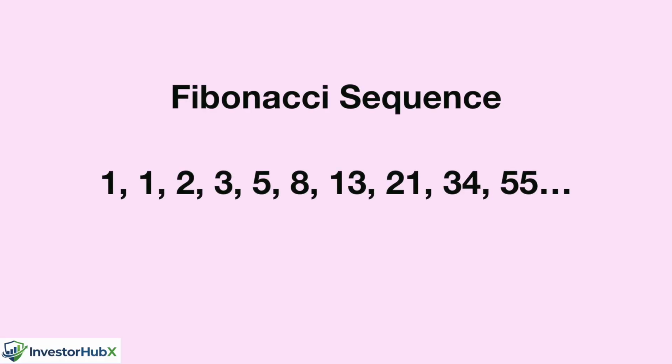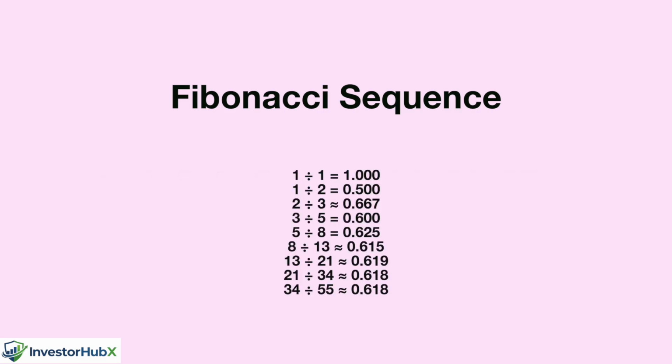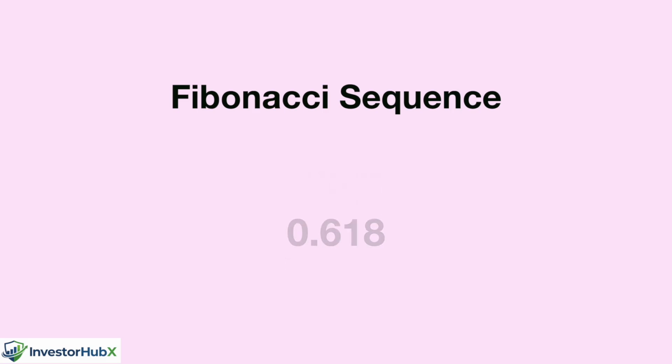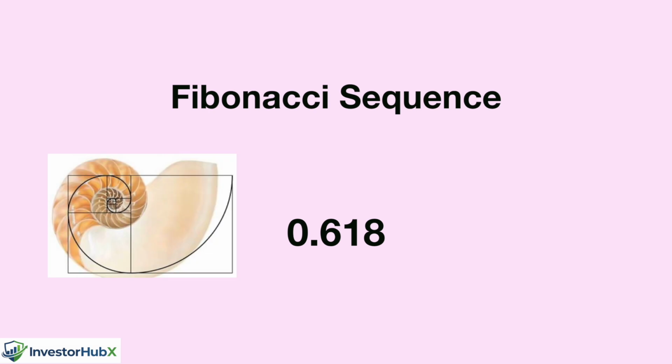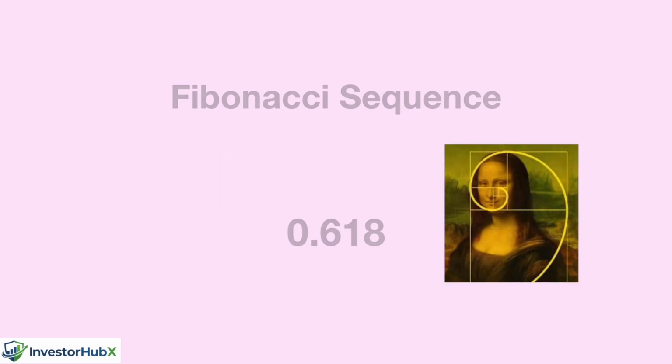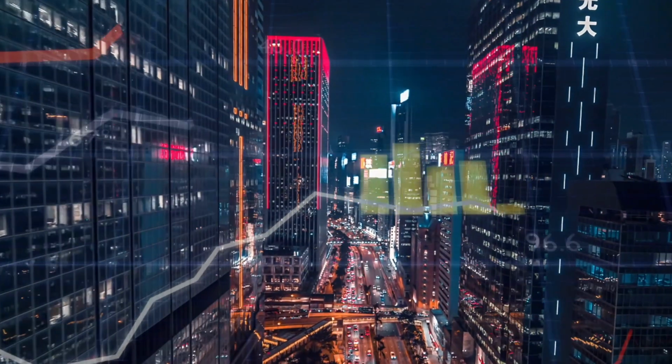The sequence itself is simple. Each number is just the sum of the two numbers before it. But here's where it gets interesting. When you divide a number by the number that follows it, you start to uncover something powerful. As the sequence continues, the ratio gets closer and closer to a single number, 0.618. This number shows up again and again throughout nature, art, and even the financial markets.